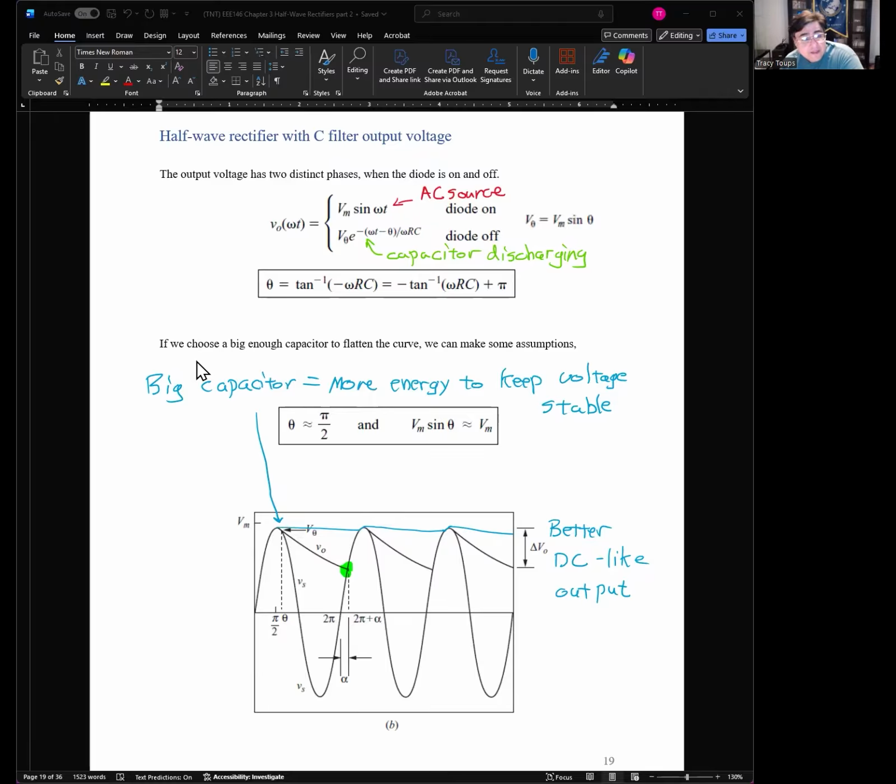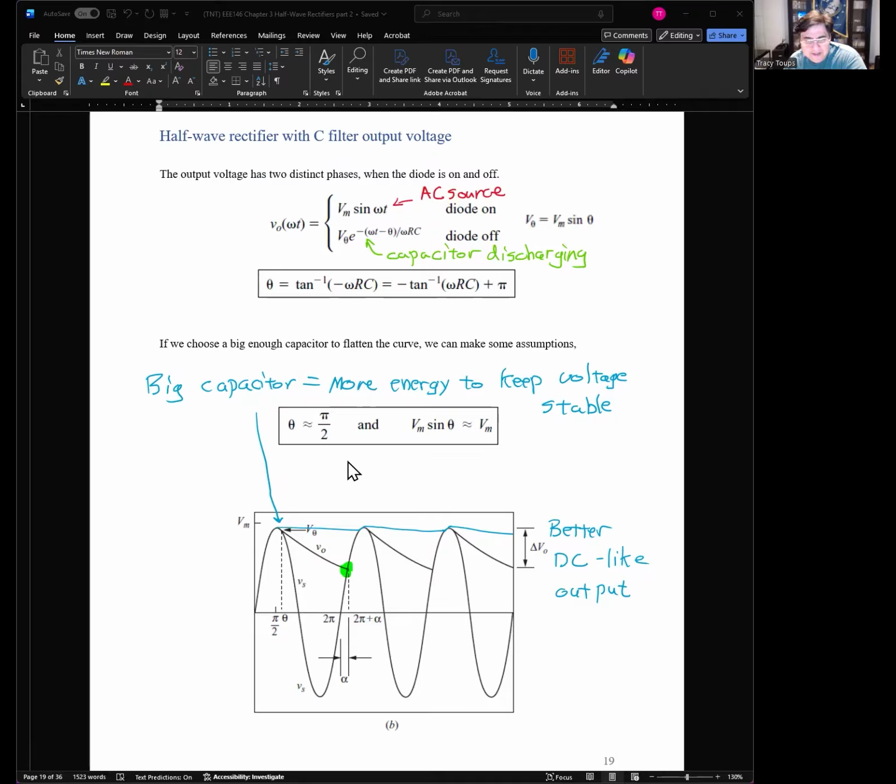Now, if we choose a really big capacitor, meaning the capacitor is 10 times bigger than the resistor, we can make some assumptions. We can assume a big capacitor is going to turn on not at this theta, but pretty much exactly at the maximum. So this theta is roughly equal to 90 degrees, or this exact tip right here. This is good because it simplifies calculations. I don't want to have to sit there wondering, is this theta 100 degrees, 102 degrees, whatever. If I just assume a big capacitor, I'm just going to say this is 90 degrees right here.